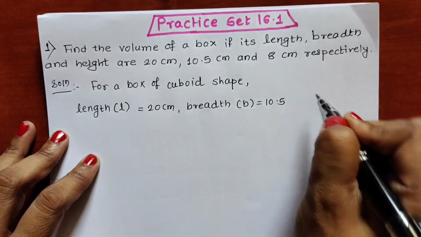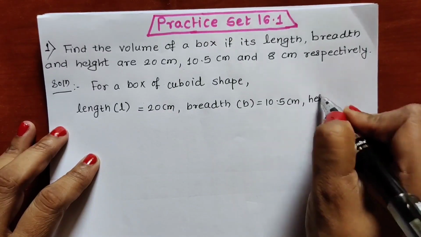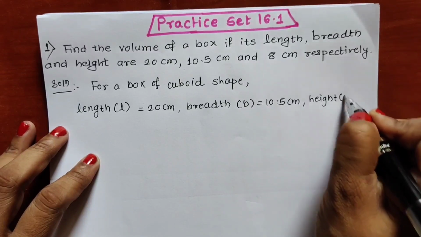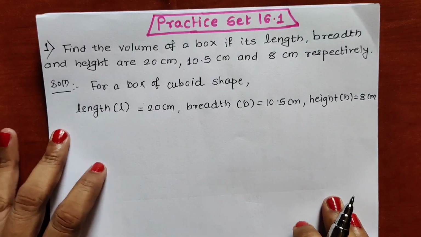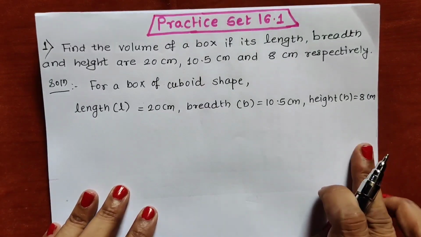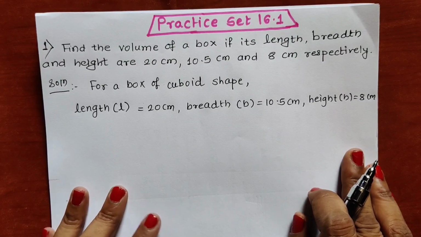Breadth B is 10.5 centimeter and height H is equal to 8 centimeter. So we will be writing all the dimensions first. We have written all dimensions. Now all dimensions have been written. Now we will be writing the formula.